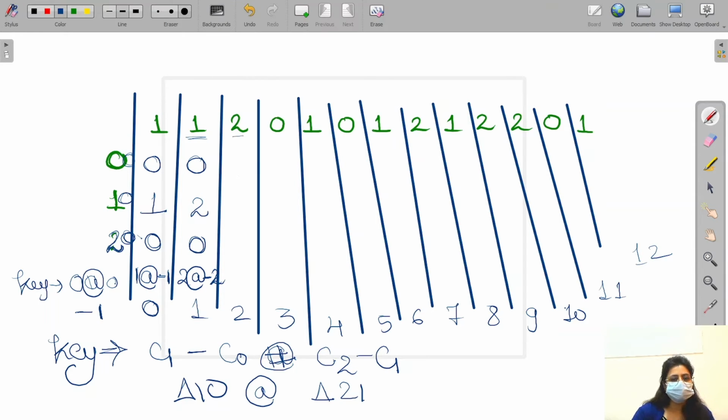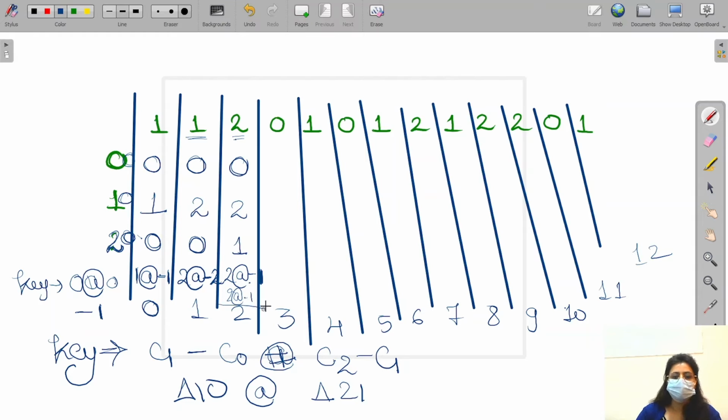Now 2 is there. 0 will remain 0, 1 will remain 2, and the count of 2 will increase to 1. So what will be our key now? We would have 2 minus 0 as 2 at the rate, next 1 minus 2 as minus 1. So the key is 2 at the rate minus 1.